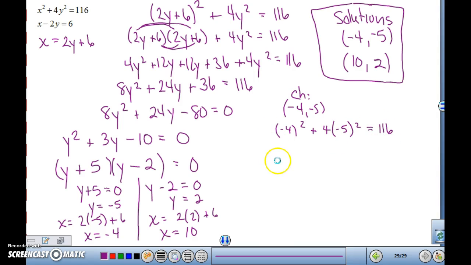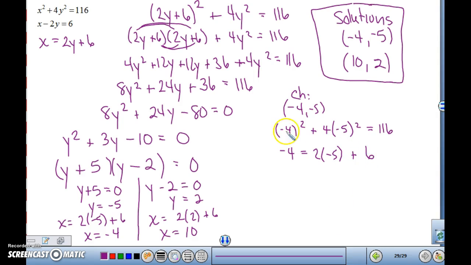And then I also have x minus 2y equals 6, or x equals 2y plus 6. You can do either one. I'm going to use the solved one because I think it's a little easier. X equals 2y plus 6 would be negative 4 is equal to 2 times negative 5 plus 6.